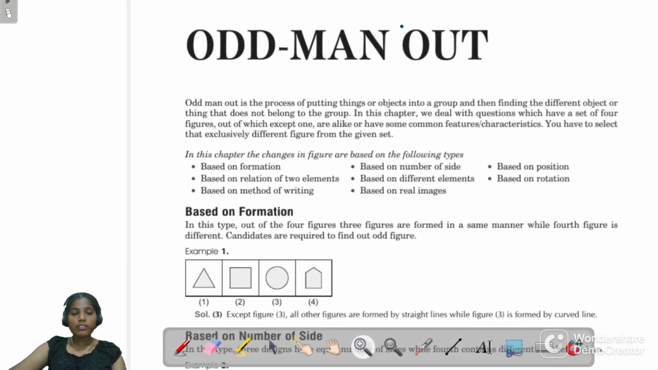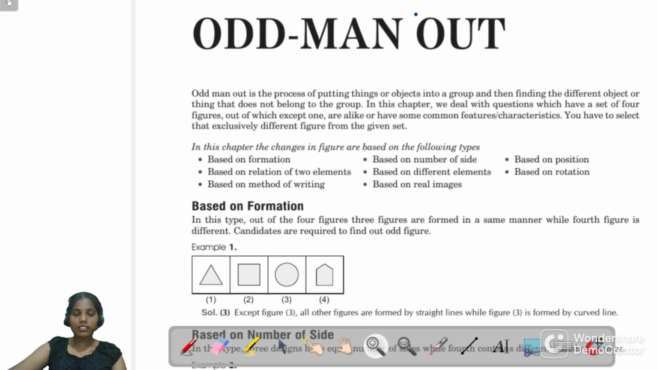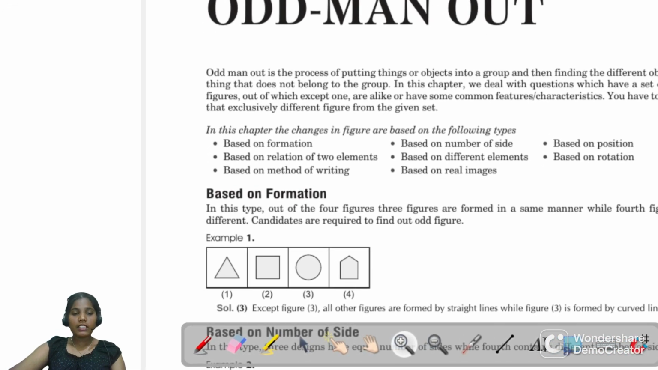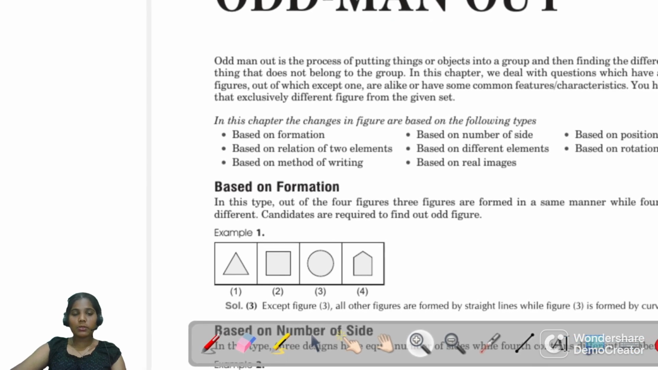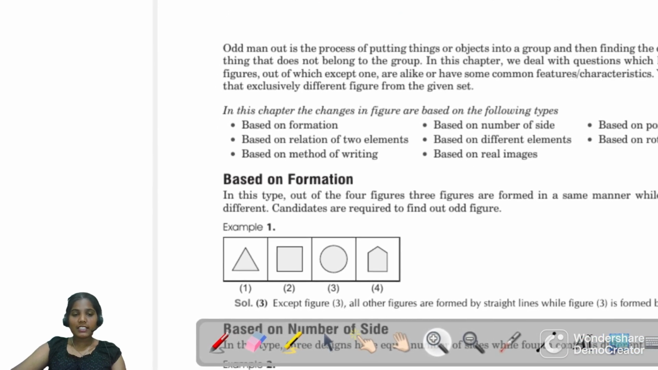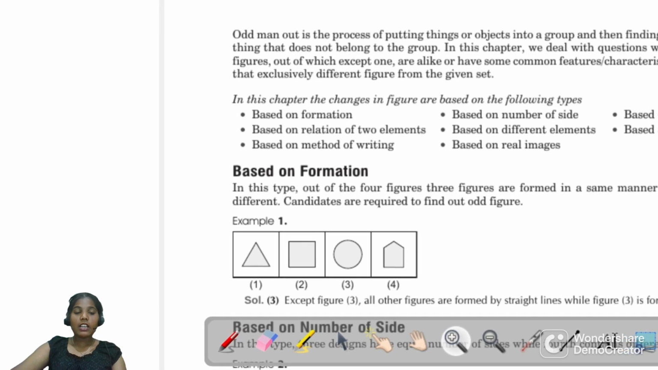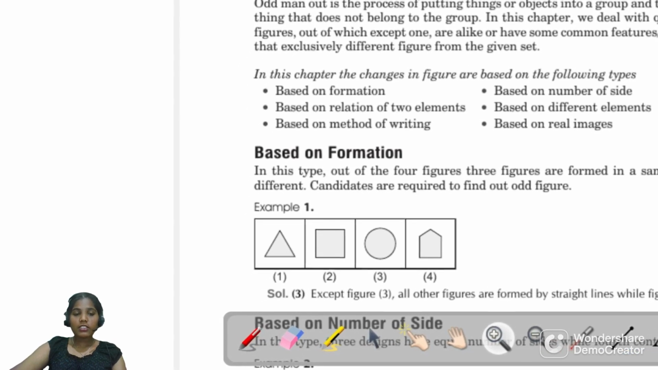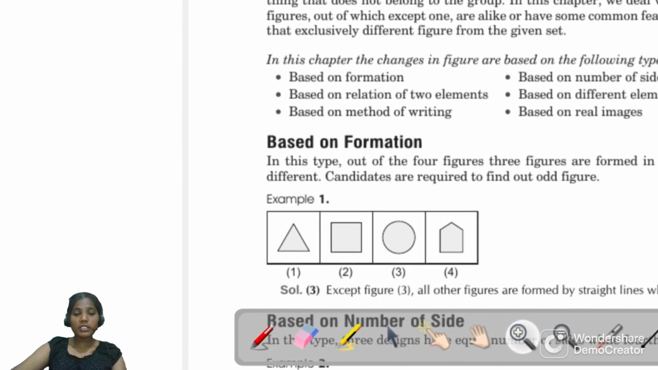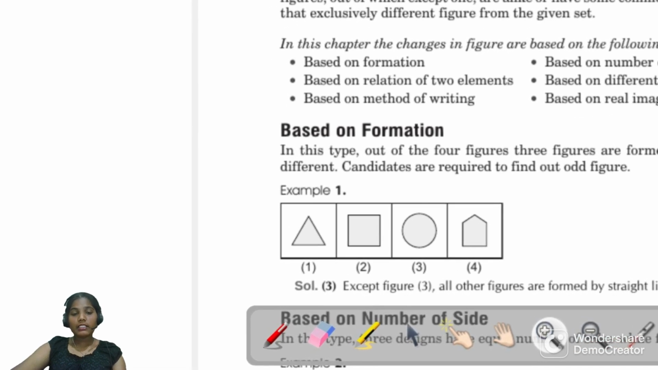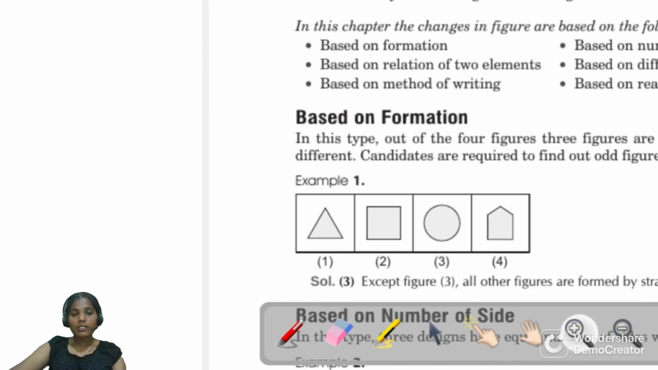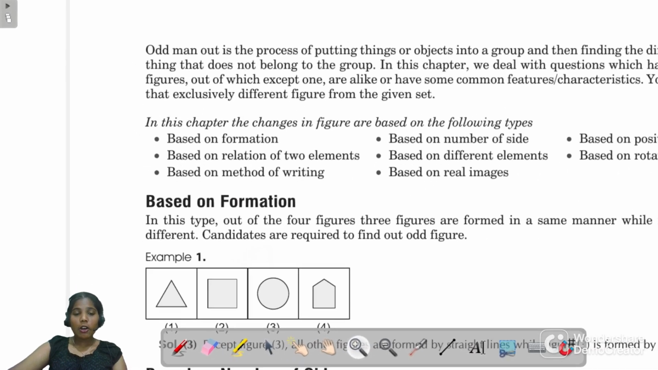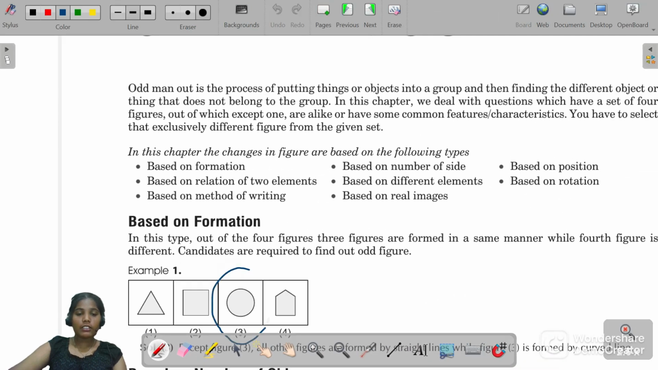Based on the formation here, we can see there are different options: option 1 is a triangle, option 2 is a square, option 3 is a circle, and option 4 is a pentagon. We have to know the difference: except the circle, all other options are made up of straight lines, but the circle is not made up of a line. So based on this formation, we can opt the circle out as the different one.